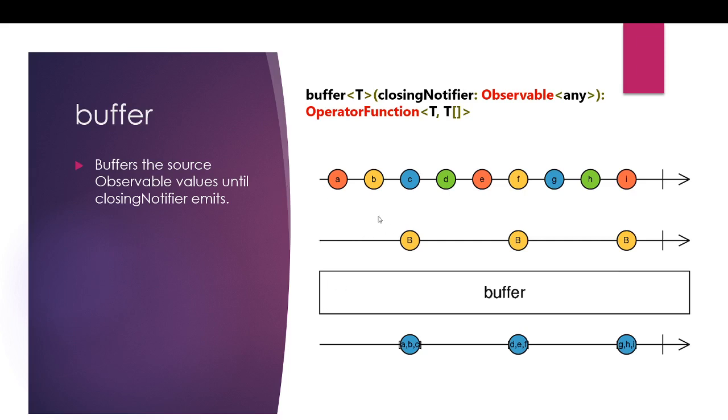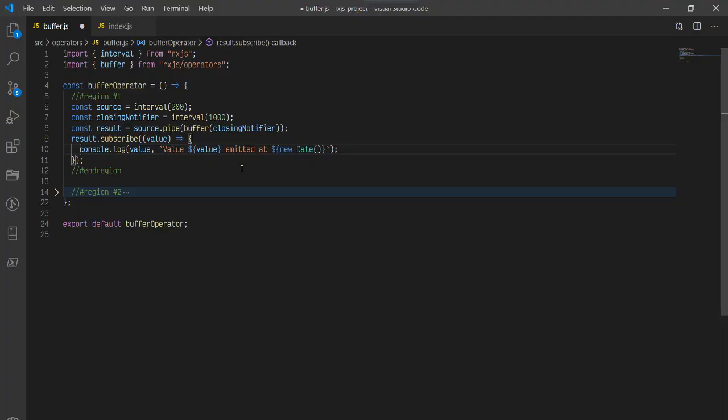Similarly, here you get D, E, F, and then the next values. Every time the closing notifier emits a value, it resets the buffer and starts a new buffer at the same time. Okay, now let's check it out in the code.